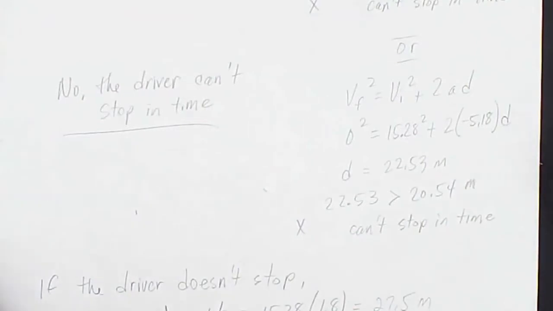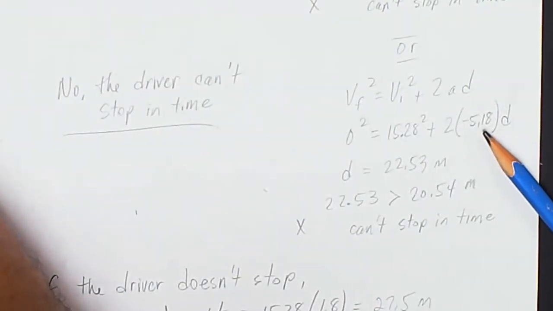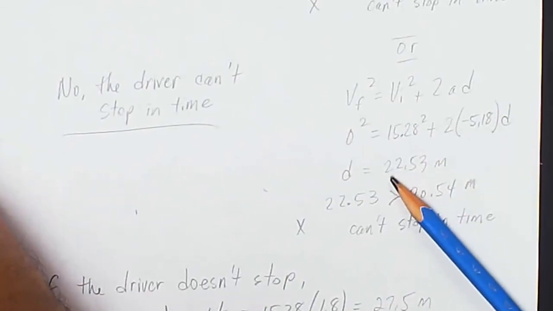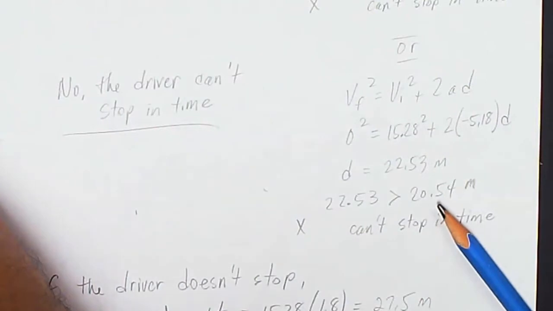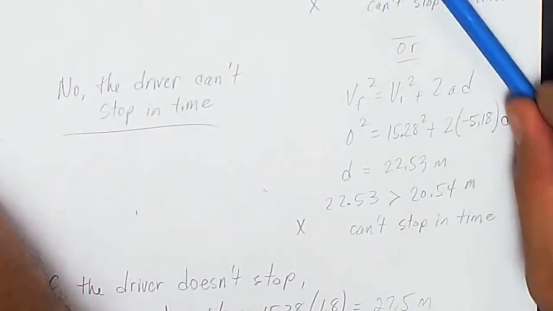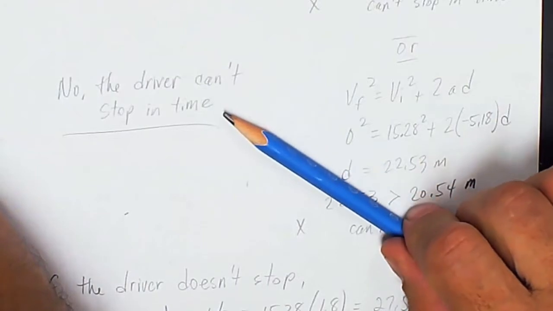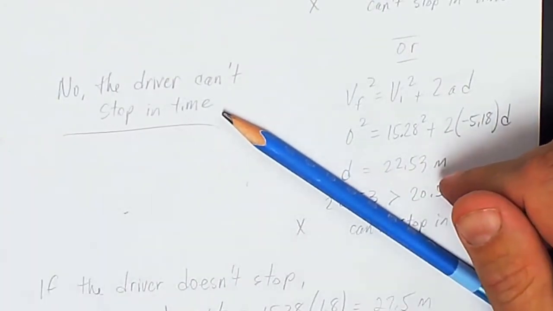And if you had chosen to do it the other way, where you say, I'm going to use my maximum deceleration and figure out how much distance it takes me to stop, then I see that that number, 22.53, is larger than the available distance I have to work with to the intersection of 20.54. So either way tells me that no, I can't stop in time.